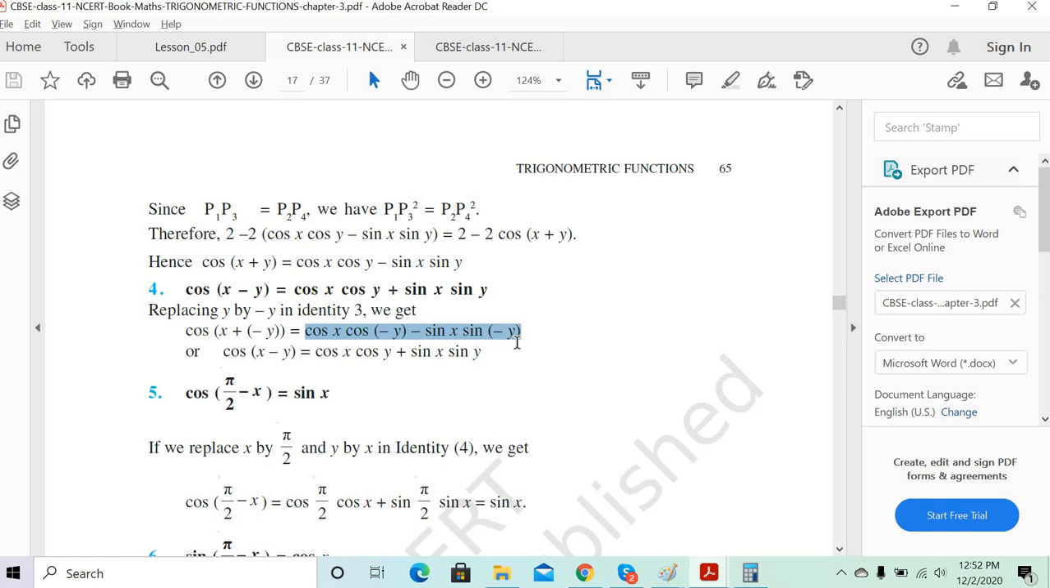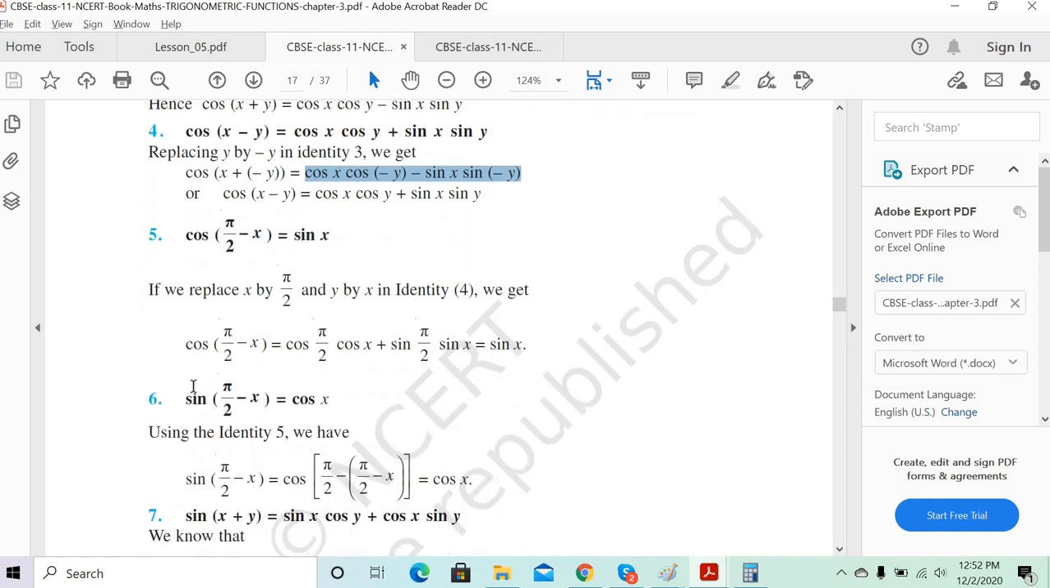Because you know that cos of a negative angle is cos only. Sine of a negative angle is minus sin y. Correct? Excellent. So you got two formulas now: cos A plus B and cos A minus B. There is a difference of only positive and negative sign. Rest everything is same. Cos A plus B is negative, cos A minus B is positive. So that's how you can remember it.